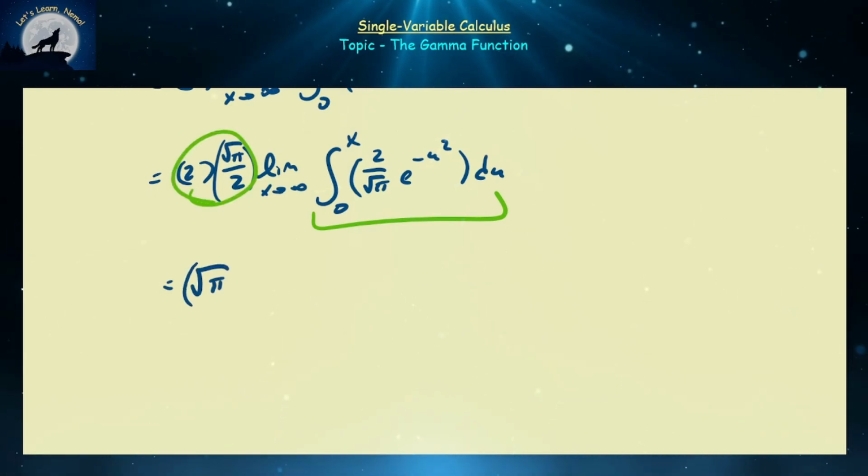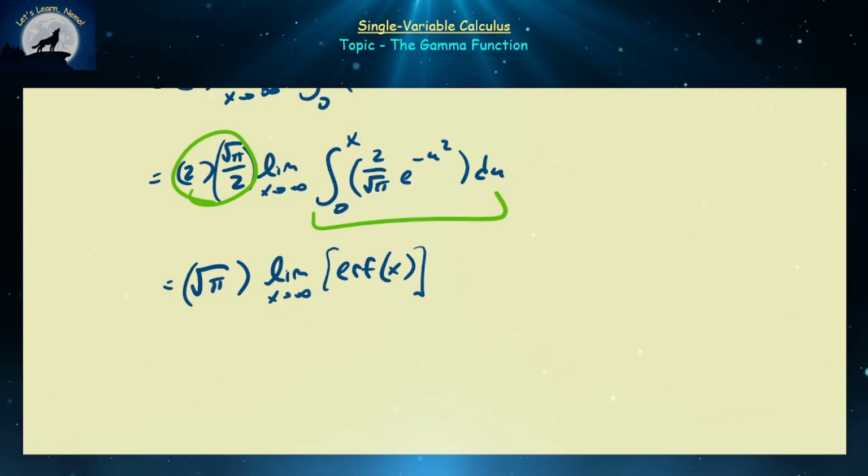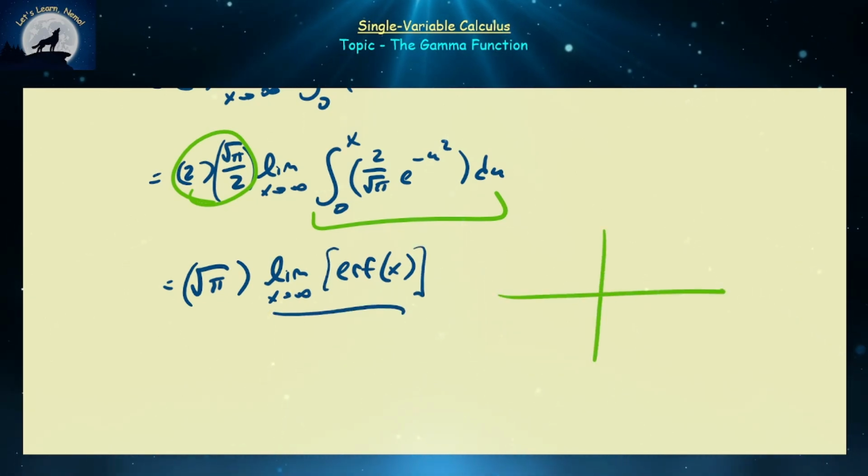So we're going to be left with the square root of pi times the limit as x goes to infinity of the error function of x. And then we just need to take the limit as x goes to infinity of the error function, then we're done. So what does the error function look like?